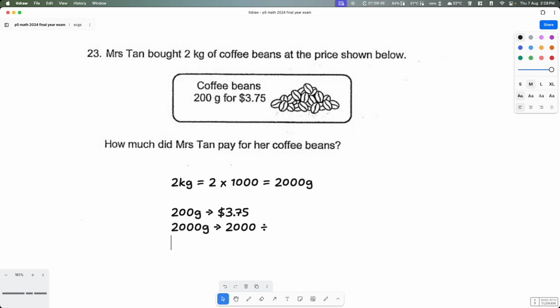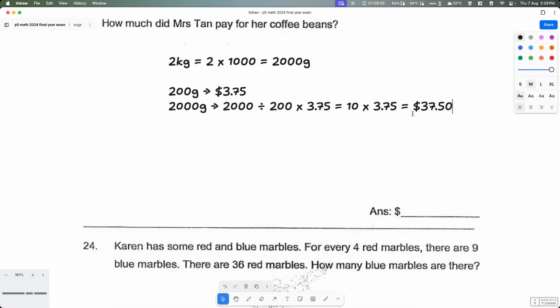2000 grams is equal to 2000 divided by 200, then multiplied by 3.75, which is equal to 10 times 3.75, which is $37.50. So that's the answer, 37.50. Let's move on to the next question. Question number 24.